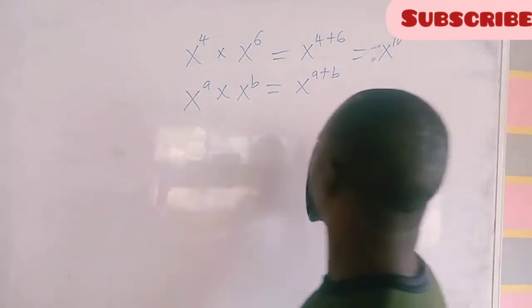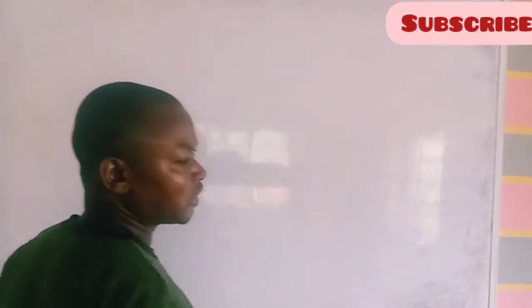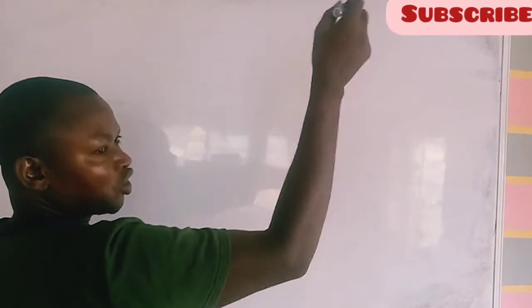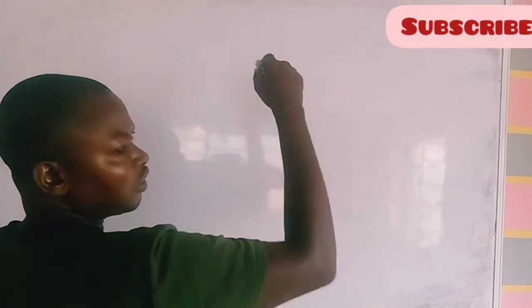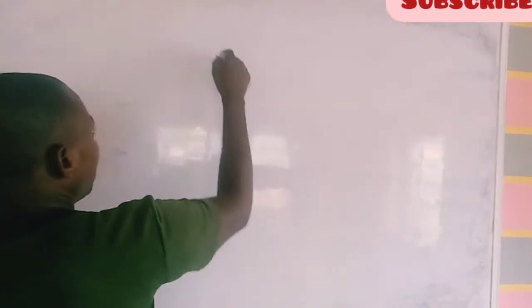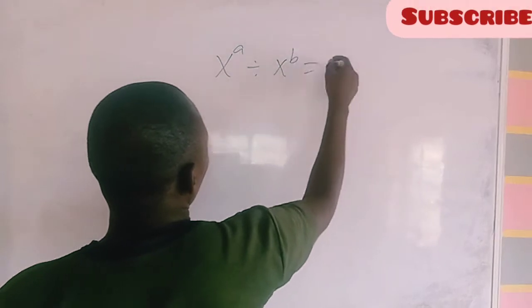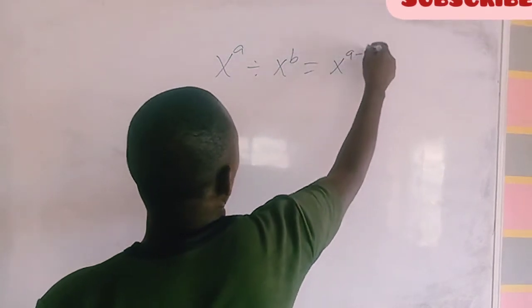Apart from this first law, we have the second law. The second law states that when dividing, we call it the division law, you subtract the power, provided the bases are equal. Now x raised to a divided by x raised to b is going to give us x raised to a minus b.